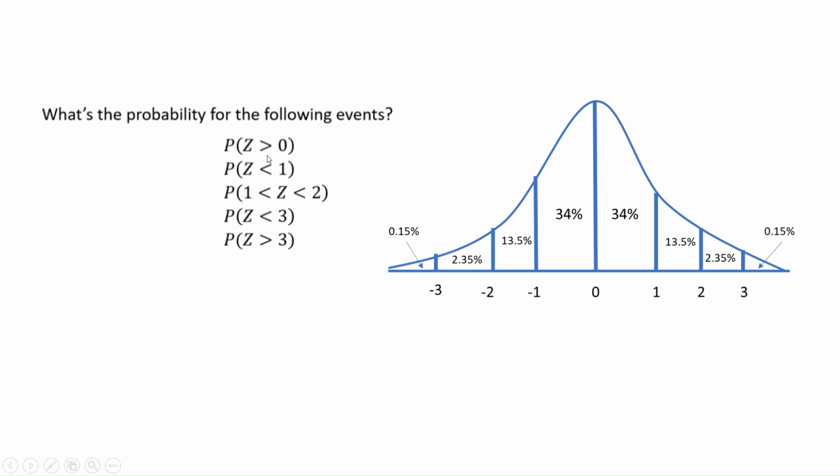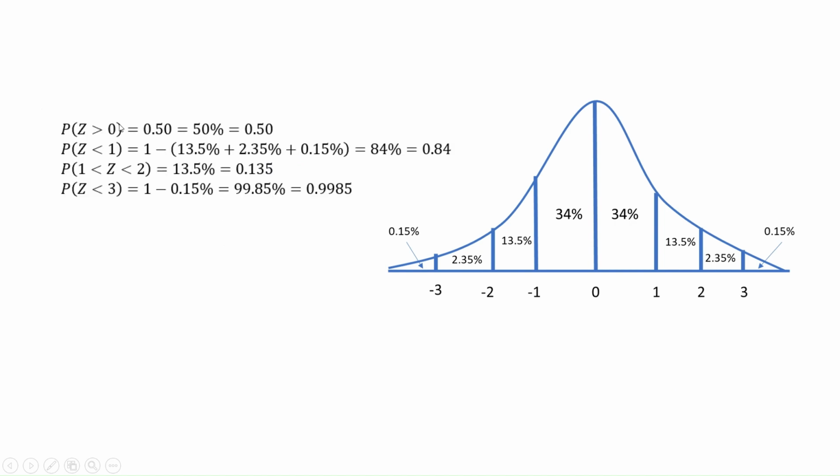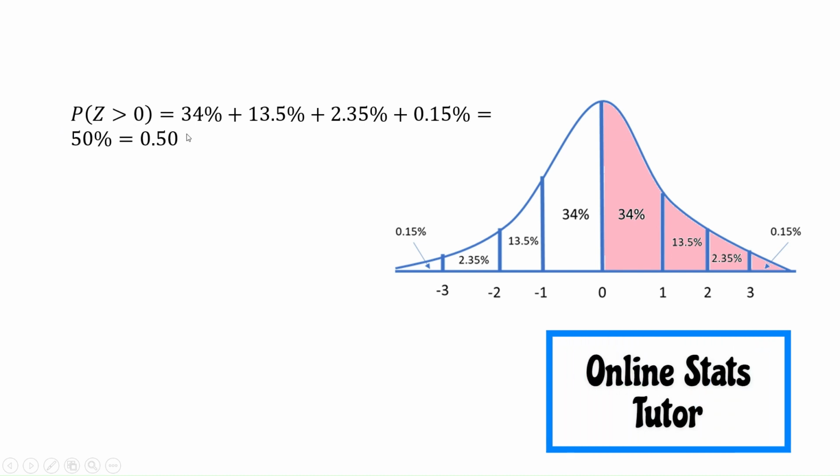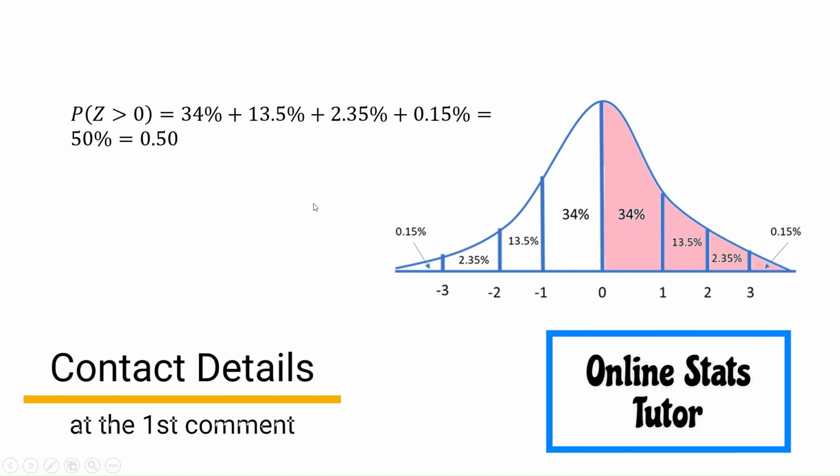We want to find the probability for z score greater than 0, right? So let's see one by one. Effectively, what we have here to be greater than 0 is the pink area of the results. We have 34% from 0 to 1, and then 13.5% from 1 to 2, and from 2 to 3, that's 2.35%, and from 3 and so on, we have 0.15%. So overall, if we add all of them together, we get 50%, which is 0.50 if we want to write that in decimal.